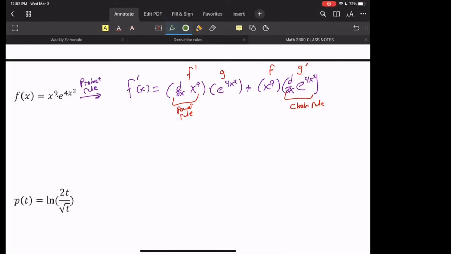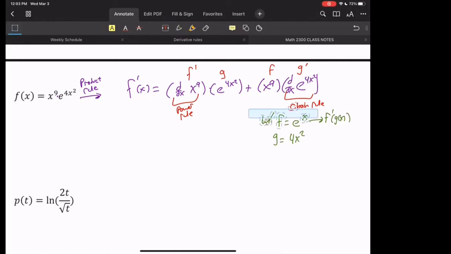So anyway, let's do the chain rule part. If we're looking at the chain rule on that one, that's a chain rule with the outside function being e to the x and the inside function being 4x squared, right? And so you want the derivative of f with g plugged in. Let me move this over a little bit.